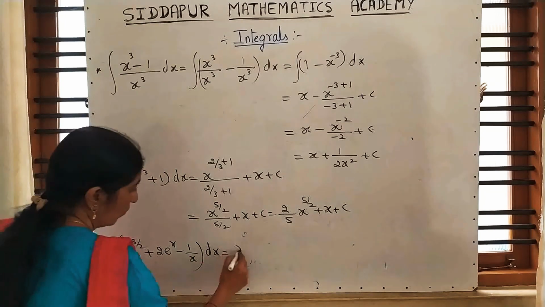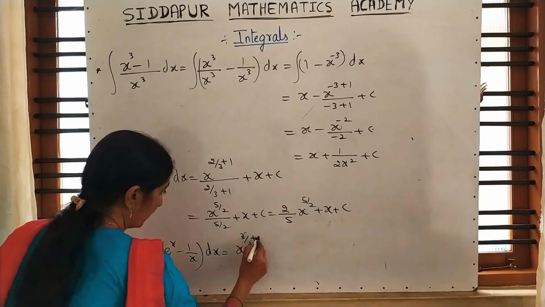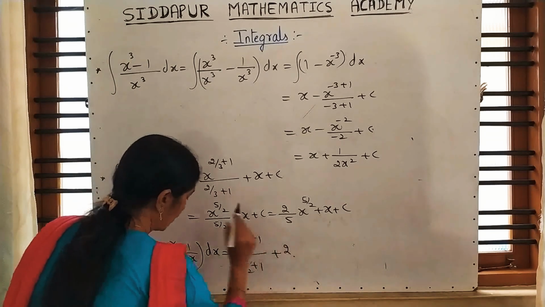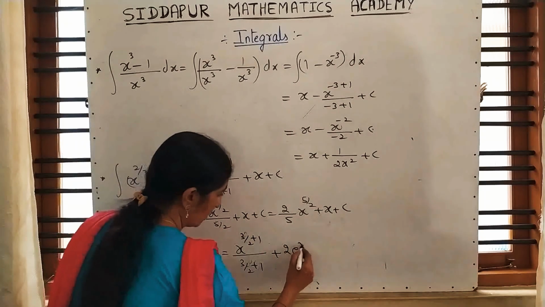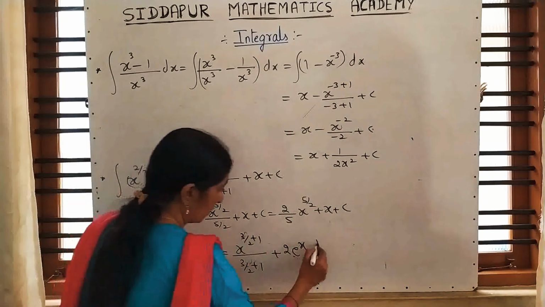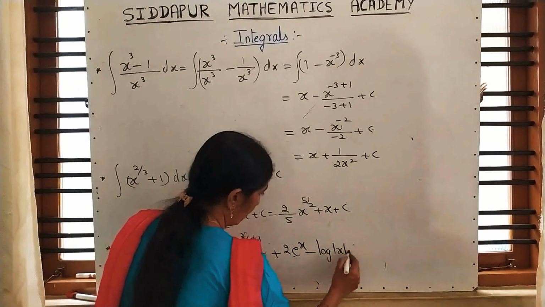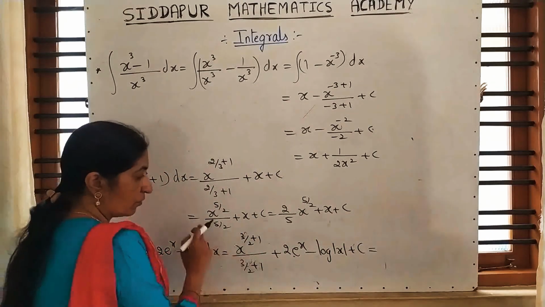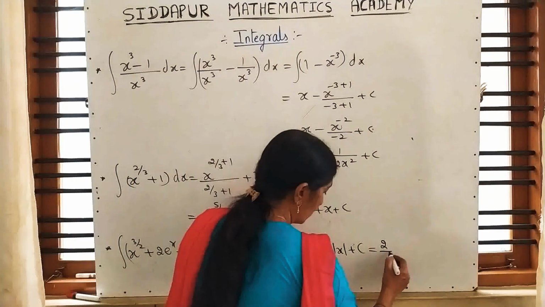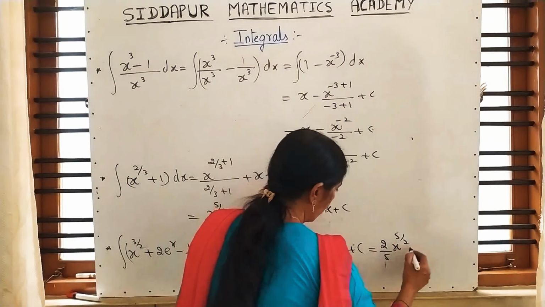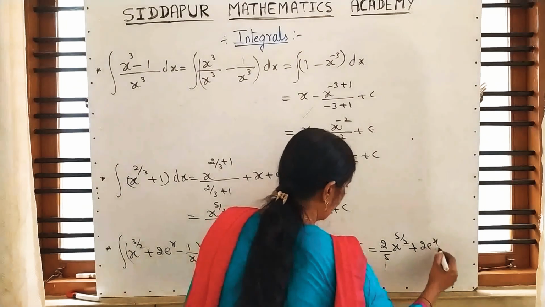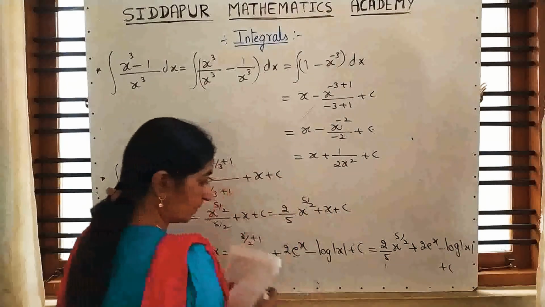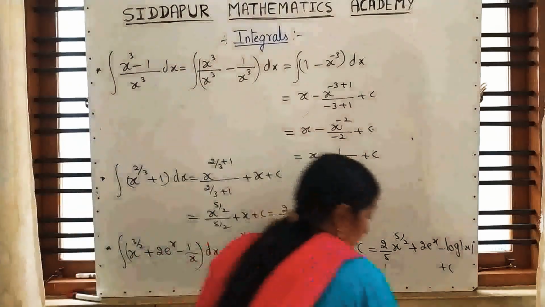Again it is in the form of x raised to n, plus 2 constant. Integration of e raised to x is e raised to x. Integration of 1 by x is log of mod x plus c. 3 by 2 plus 1 is 5 by 2. This is also 5 by 2. It goes up, 2 by 5, plus c. Moving to the next question.